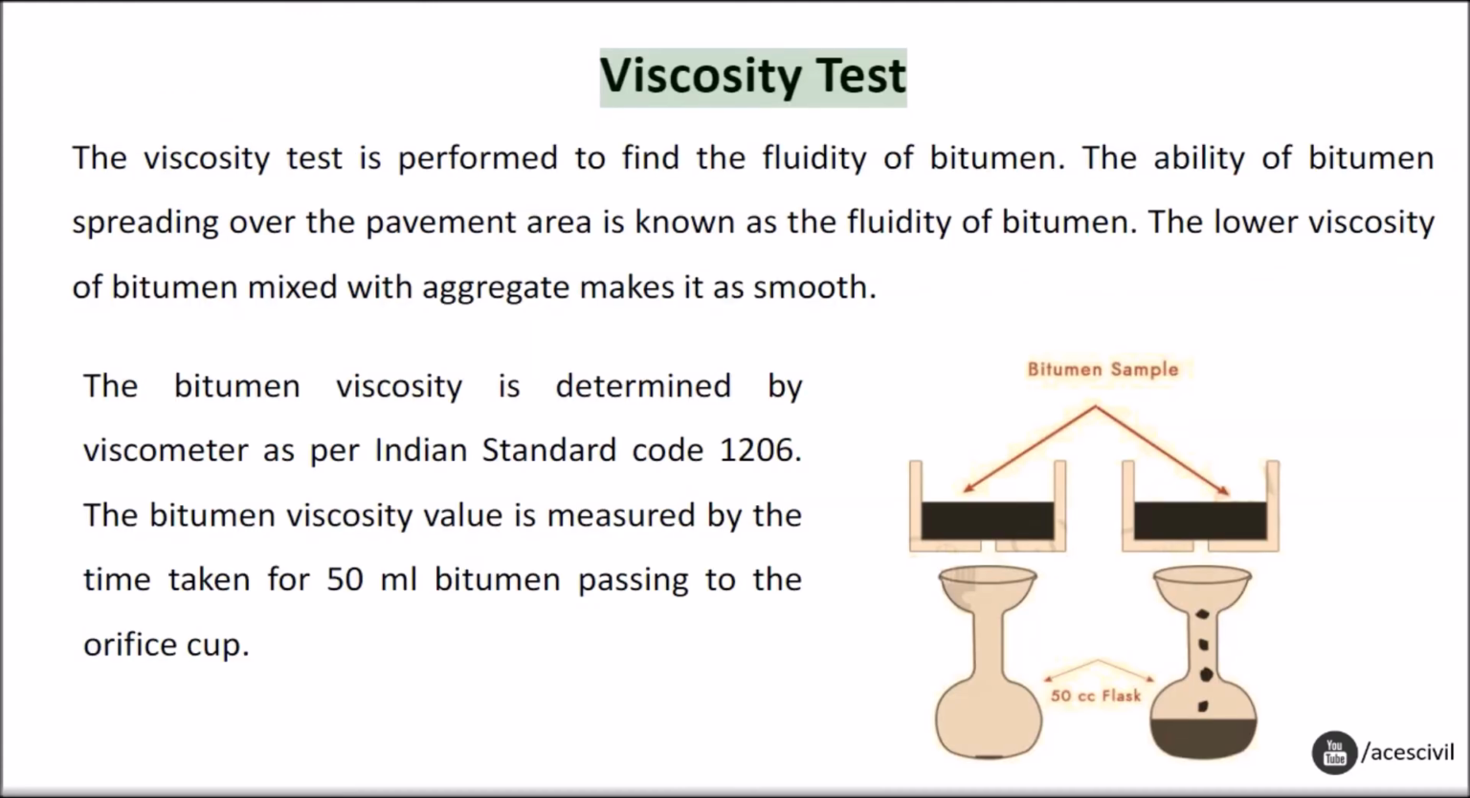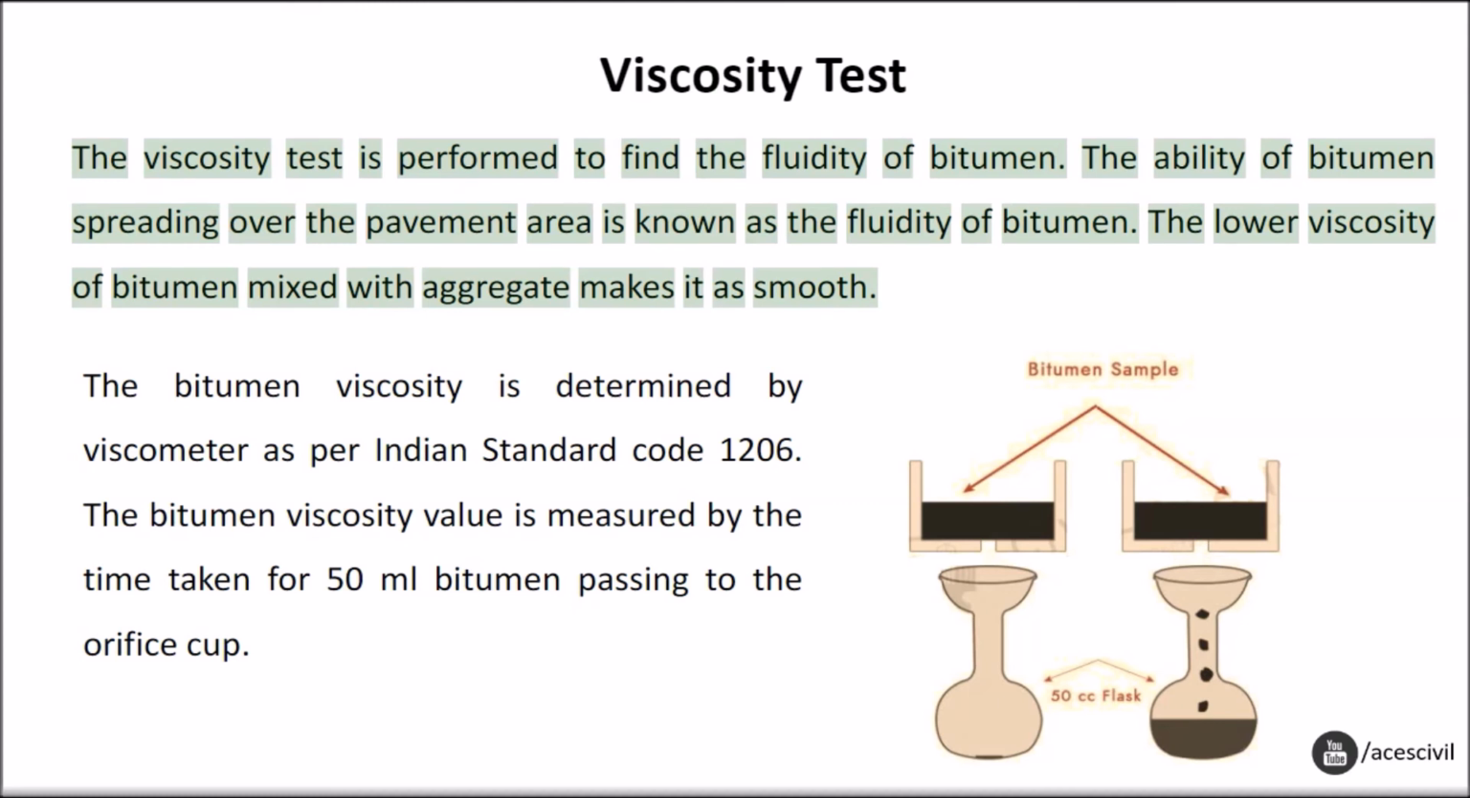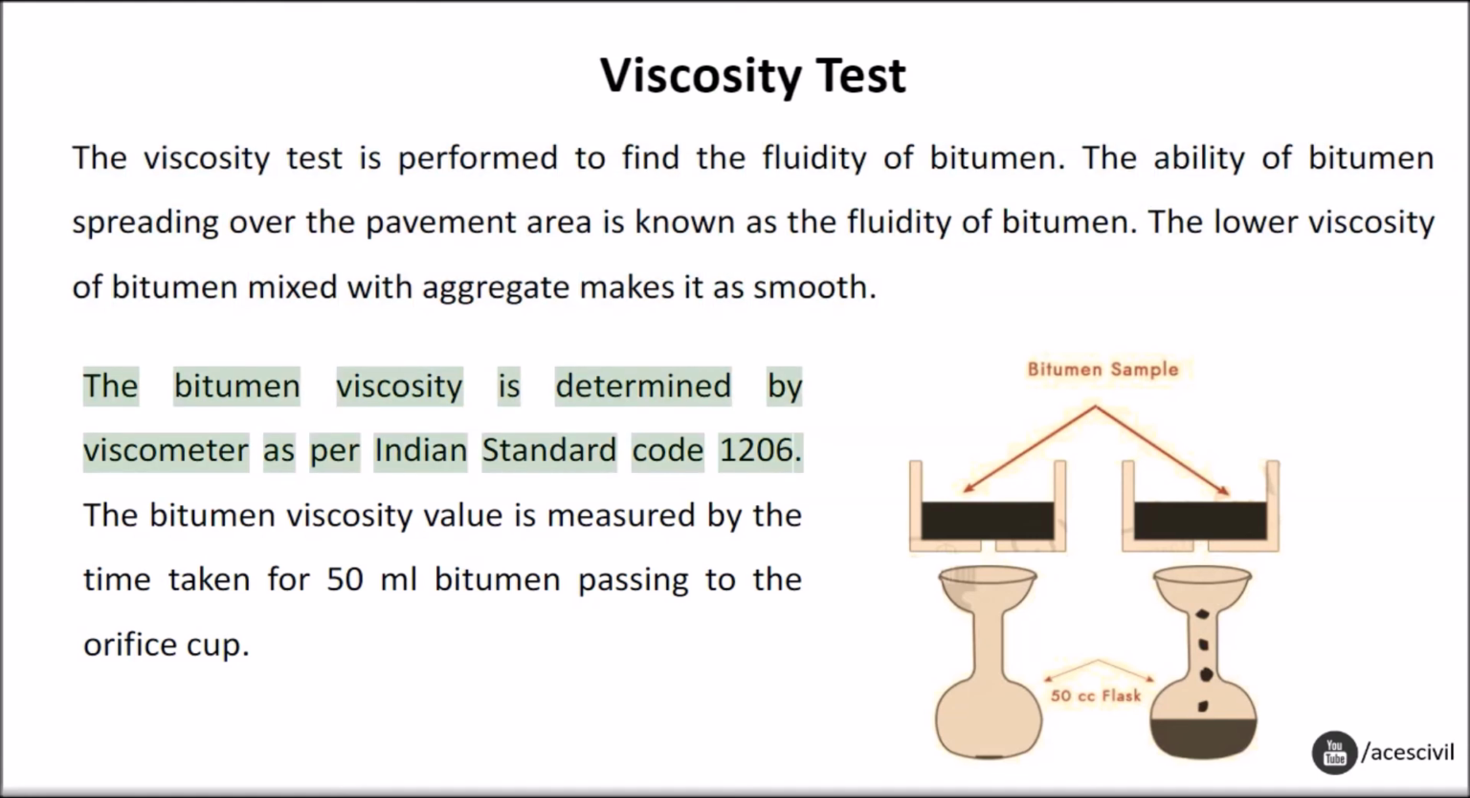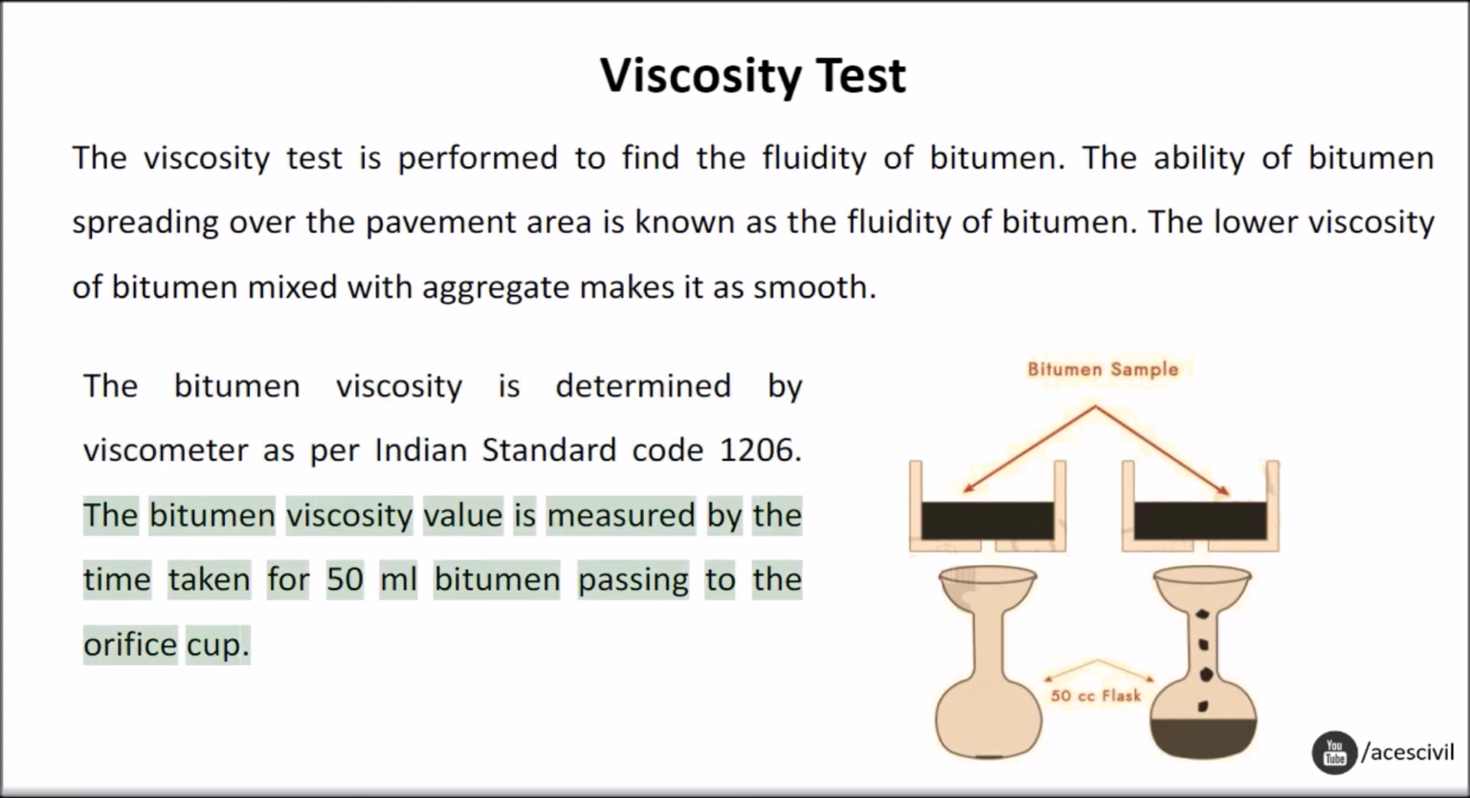Viscosity test. The viscosity test is performed to find the fluidity of bitumen. The ability of bitumen to spread over the pavement area is known as the fluidity of bitumen. Lower viscosity bitumen mixed with aggregate makes it smooth. The bitumen viscosity is determined by a viscometer as per Indian Standard Code 1206. The bitumen viscosity value is measured by the time taken for 50 ml of bitumen to pass through the orifice cup.